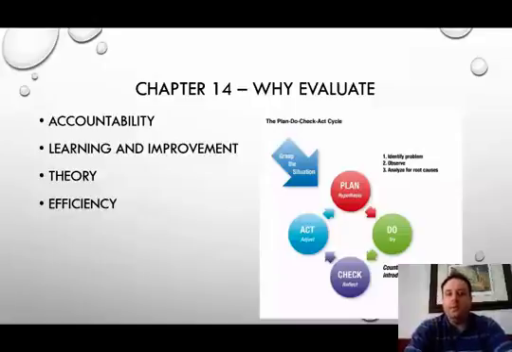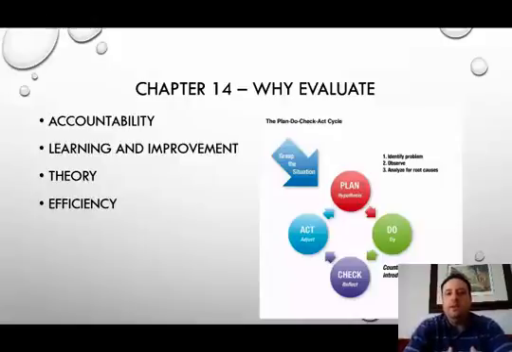Next is learning and improvement. Even if you don't need to justify to somebody what you did, you may want to make it better. And so learning and improvement really is more about continuous quality improvement, which is what that chart on the right of your screen is all about. And again, the 4 steps of continuous quality improvement: plan, do, check, act. Just the idea that every time you do a program, you figure out what works, what didn't work, and you try to make it better the next time you do it.